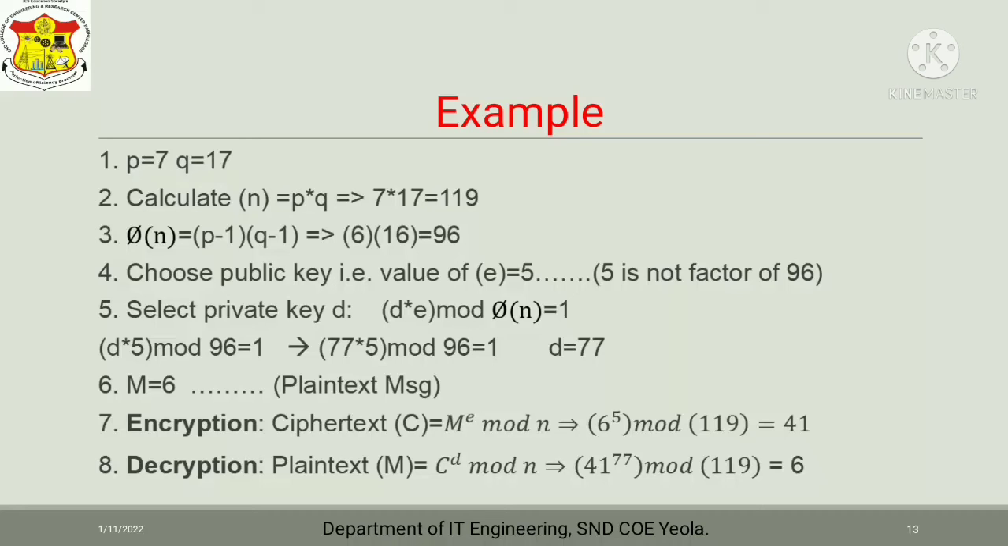After decryption, to find out the plain text message, we have the formula m is equal to C raised to d mod n. Substitute all the values C, D and n. We will get the value of plain text message, that is m equal to 6.